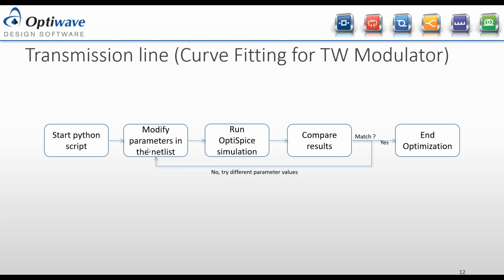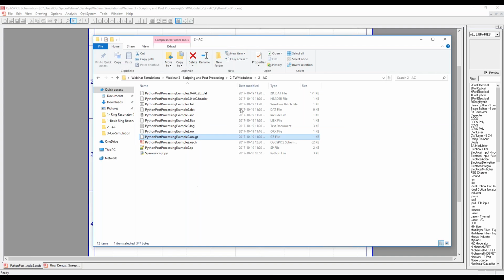If it doesn't, then we need to go back and get Python to modify the parameters in the netlist and try different values and run OptiSPICE again. This loop will continue until we're able to do a good fit, and then it will quit. Or if we cannot find the results, obviously there is also a limited number of tries it will do, so we don't run our script forever. Now let me go and show you the different files that I'm using for this.